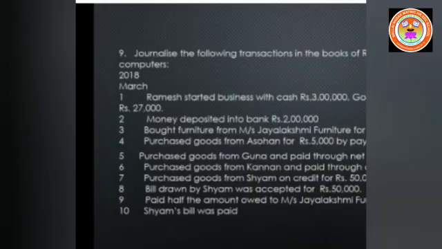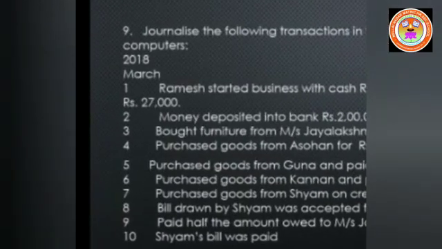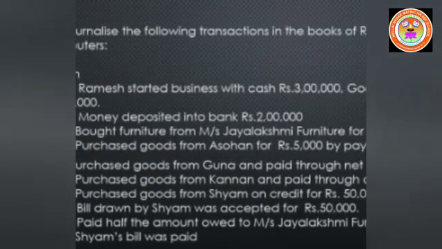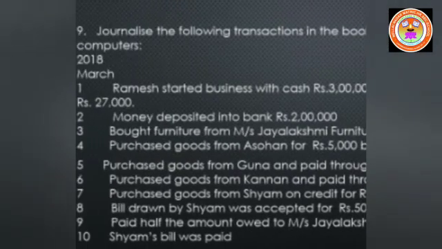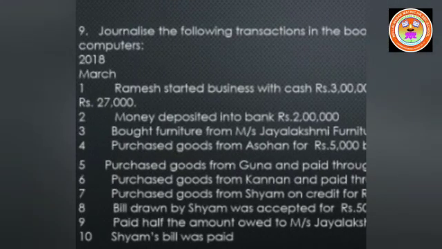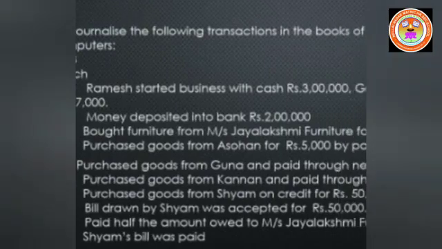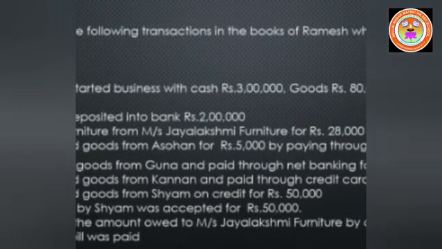Next transaction, March 7, purchased goods from Shyam on credit for rupees 50,000. Again, Ramesh purchases goods from another supplier, but this time he doesn't pay cash. He purchases on credit basis for rupees 50,000.